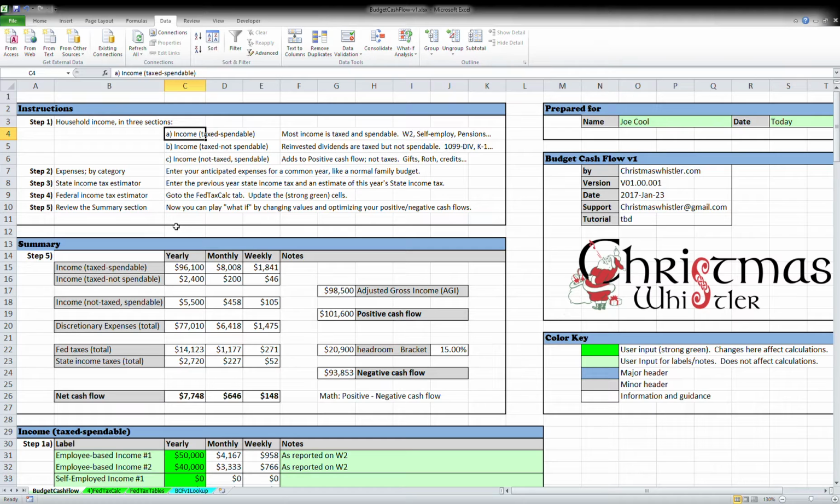So it's taxed, it goes into your federal tax forms. You pay money on it. The more money you make, the more money you pay, and it is spendable. So after you've paid your taxes, this is a chunk of money that you have in your hand. That'd be part of your positive cash flow.